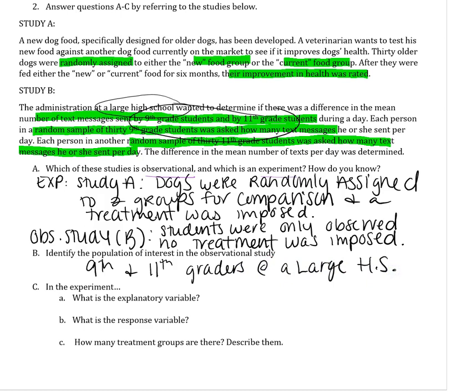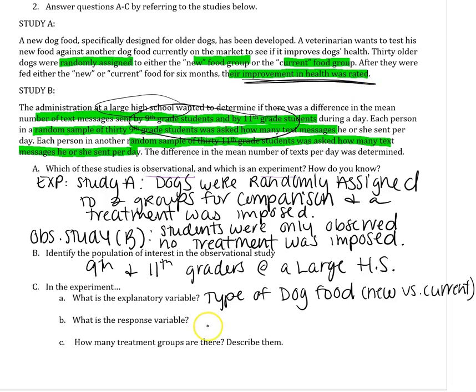Okay? In the experiment, what was the explanatory variable? Explanatory is just another way of saying treatment. The treatment we were imposing was a new type of dog food, right? So our treatment is the type of dog food. So that was our new dog food versus the current. What were we measuring? So what was the response? We were measuring their health level.